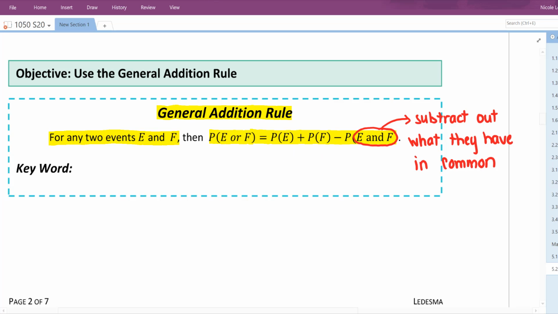You still have the same keyword of "or," which still tells us to add. We'll just have to be careful, and if the two events are not disjoint, if they have anything in common, we'll make sure to subtract that out. That takes care of any double counting of the stuff they have in common. We don't want to double count anything, so this subtraction part takes care of that.